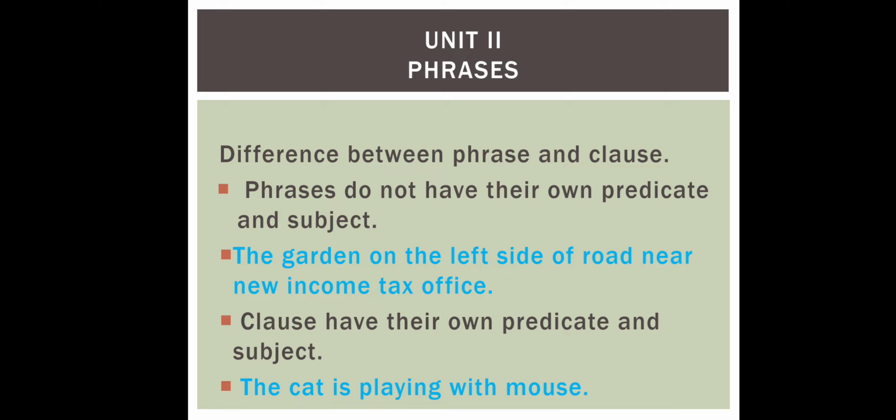In this example, the noun phrase cat functions as a subject and the verb phrase is playing functions as predicator. So remember the difference between a phrase and a clause. Phrases do not have a subject and predicator, and on the other hand, clauses have their own predicator and subject.